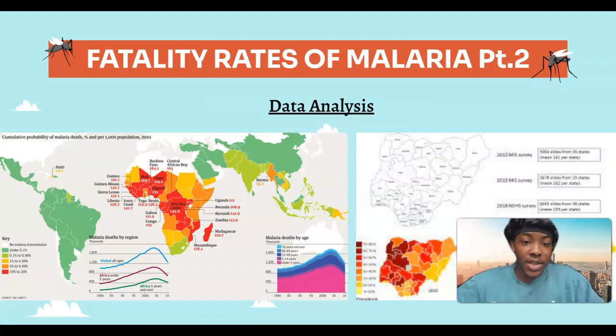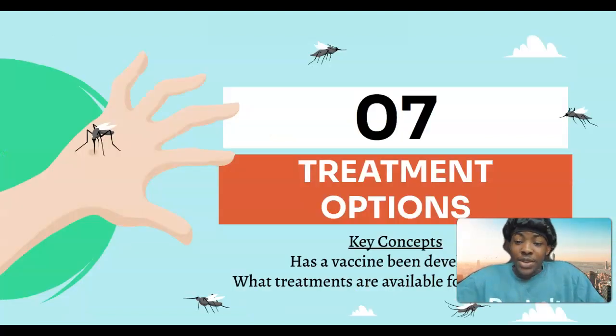So there's some data analysis. As you can see, it's mainly in Africa and the Southern Asia region, so that's India, etc. It's not really in North America, as these mosquitoes only exist in tropical climates. They usually exist in swampy areas, so you don't really find many swamps in Canada and such.